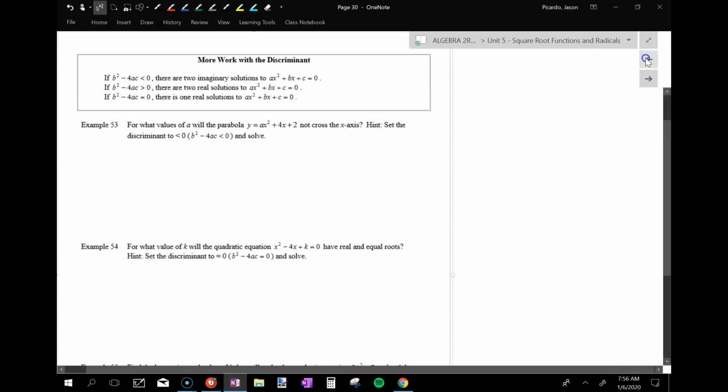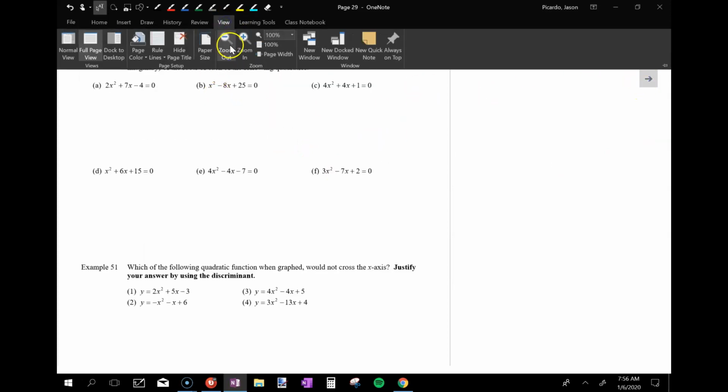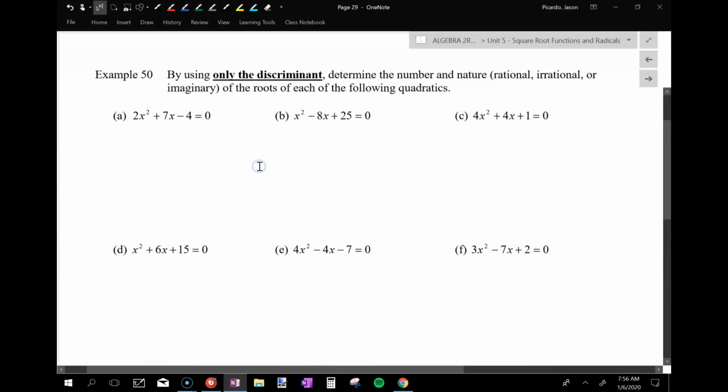All right, so let's just do a couple of these and we will be on our way. I'm going to give you guys about 5 minutes, and in these 5 minutes, all I want you to do is get me the discriminant for these 6 examples. I don't want you to describe them. I just want to know what is the actual number of the discriminant.